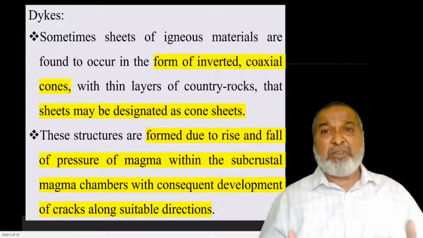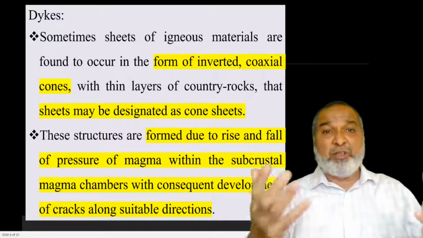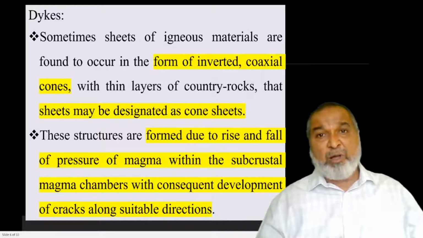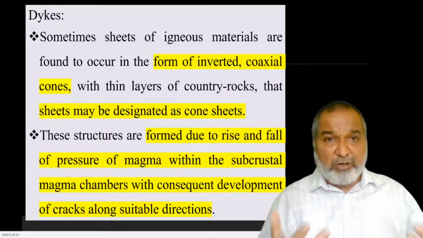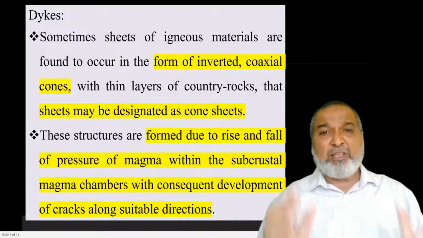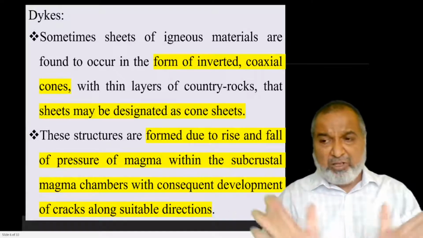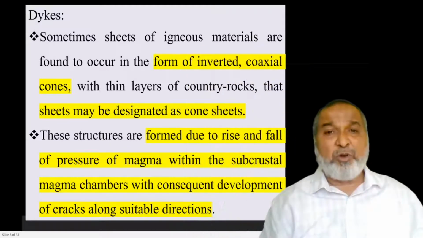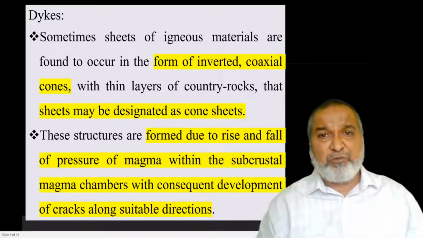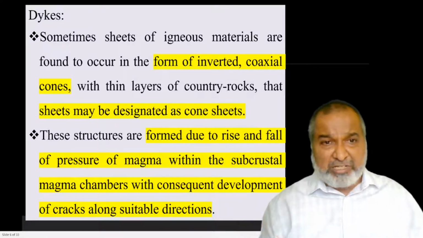Sometimes the sheets of igneous material are found to occur in the form of inverted coaxial cones. They are also forming a cone-like structure. So these two will be there, the circular one, and a cone type of structure is going to form. Then there will be a cone sheet. Ring dikes and cone sheets are there.